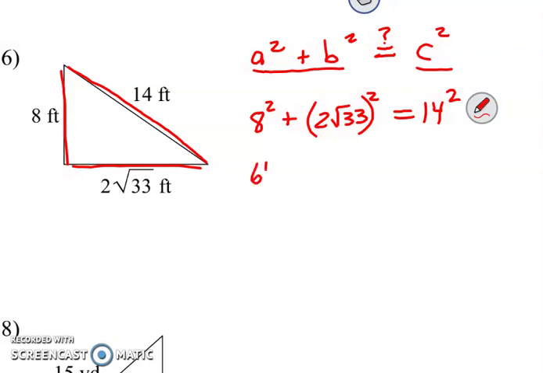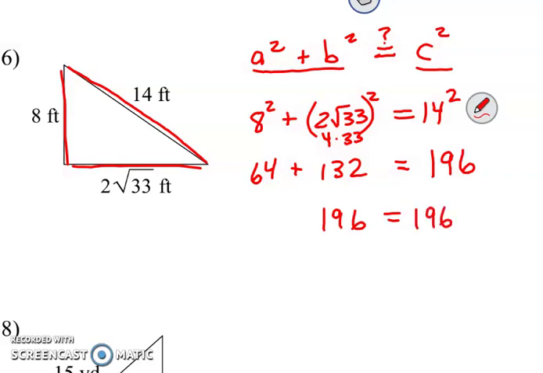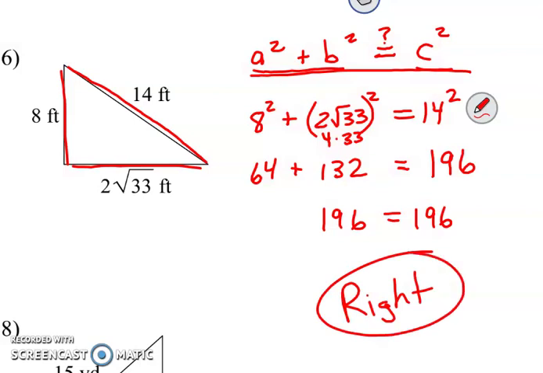8 squared is 64. 2 times the square root of 33, well, 2 squared is 4, and the square root of 33 squared is 33, so altogether that's 132. And 14 squared is 196. Okay, so when I add these two sides, 64 and 132 on the left-hand side together, that's 196. Is that really the same as 196? It is. All right, so this Pythagorean theorem with an equal sign is really true. The sides balance out, so this actually is a right triangle, and that right angle must be there across from the hypotenuse.